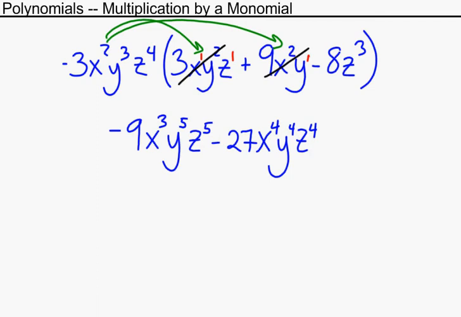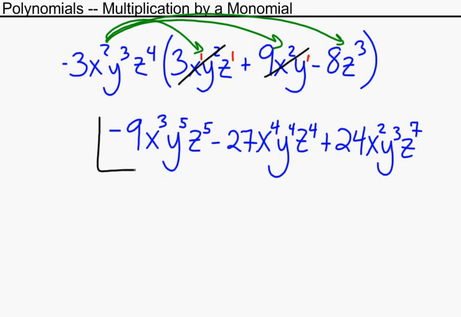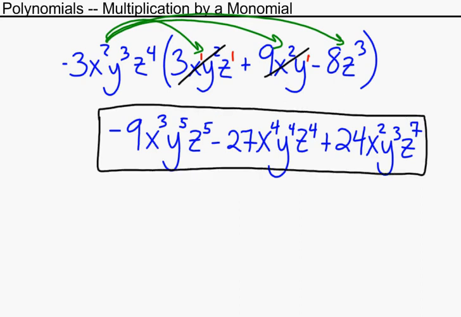And last but not least, let's take him to the final part of my trinomial. Negative 8 times negative 3 is positive 24. There were no x's, so I'm going to put 2 there. There were no y's, I'm going to put 3 there. And there were 3 z's, and I'm going to put 4 more, so that's z to the seventh. So in the end, I have this long trinomial as my answer, because I distributed the monomial to the given trinomial in the problem.